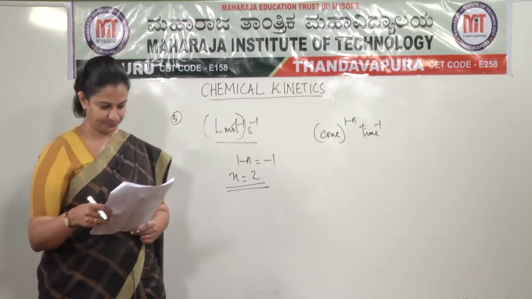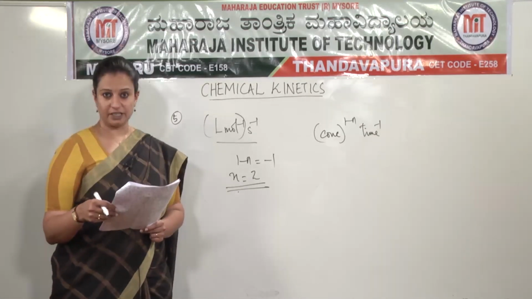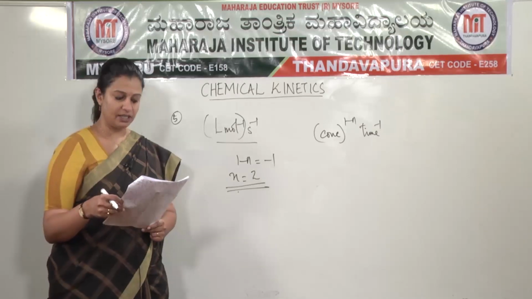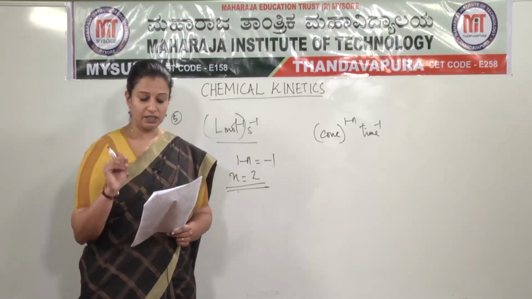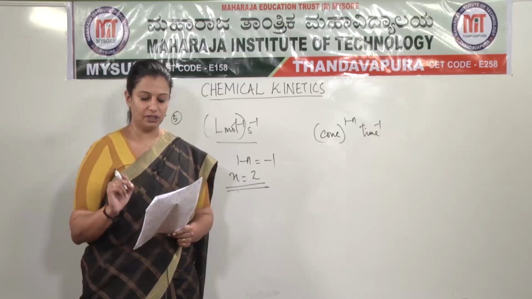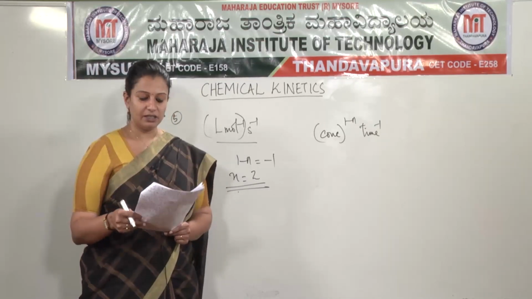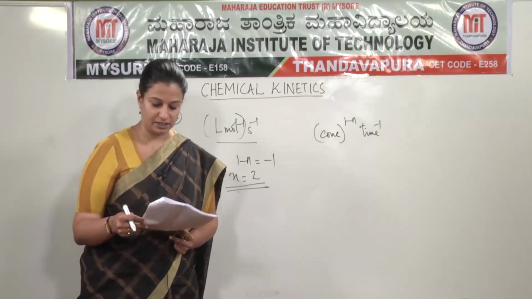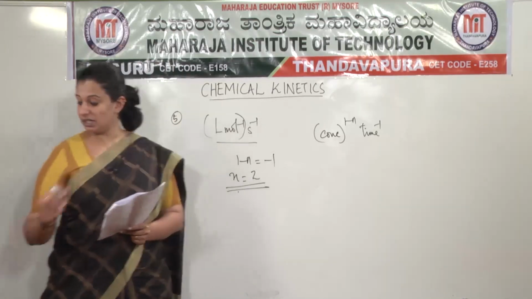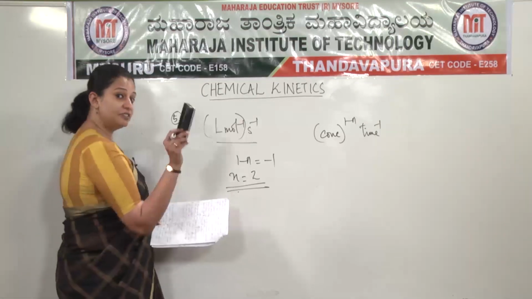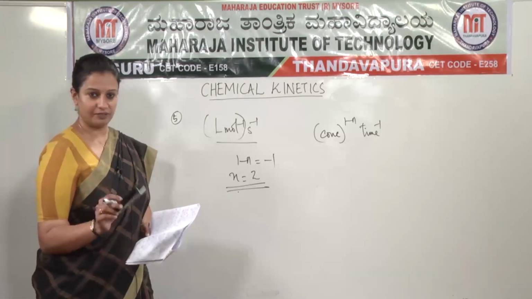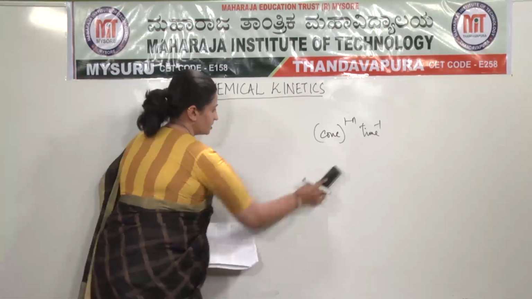Sixth question. For the reaction of the type A plus B giving products, it is observed that doubling the concentration of A causes the reaction rate to be 4 times as great, but doubling the amount of B does not affect the rate. What is the rate equation? The rate equation will always depend on which reactant concentration is going to affect the rate. So, question number 6.